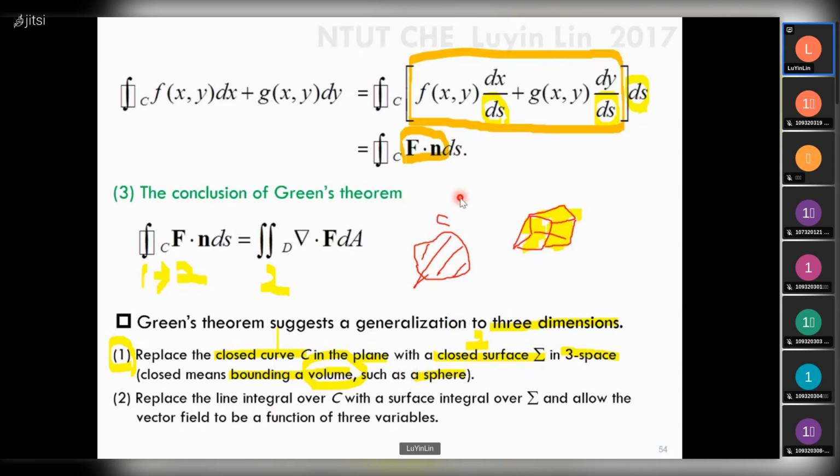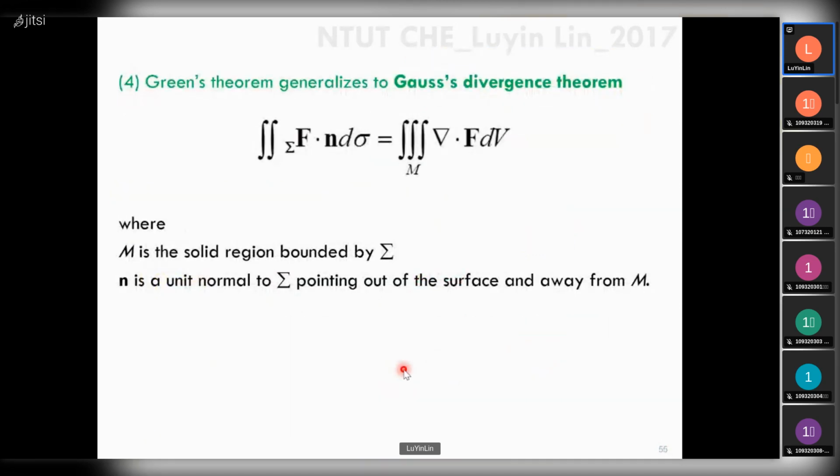Second, replace the line integral over C with a surface integral over sigma. It's like single to double integral. And allow the vector field to be a function of 3 variables, so from 2 variables to 3 variables. So let's see how to change.